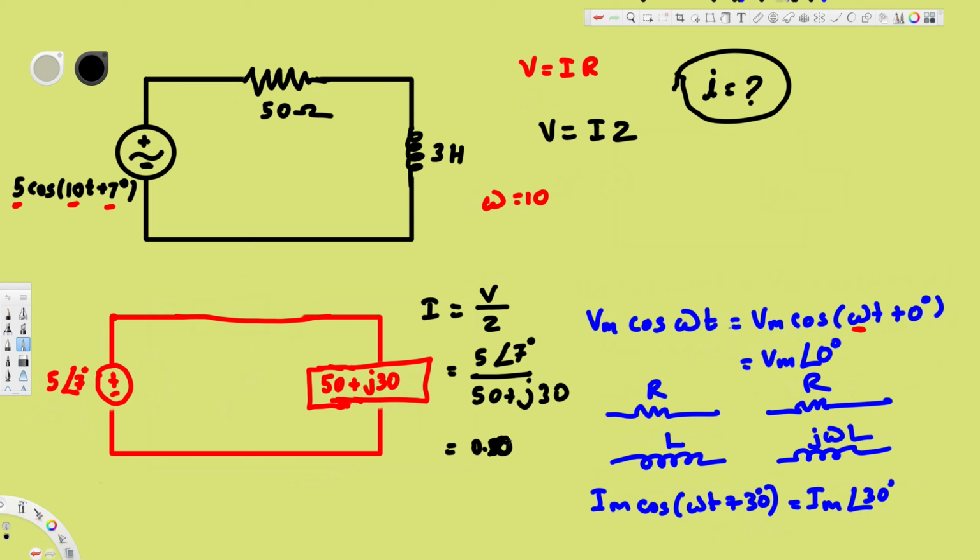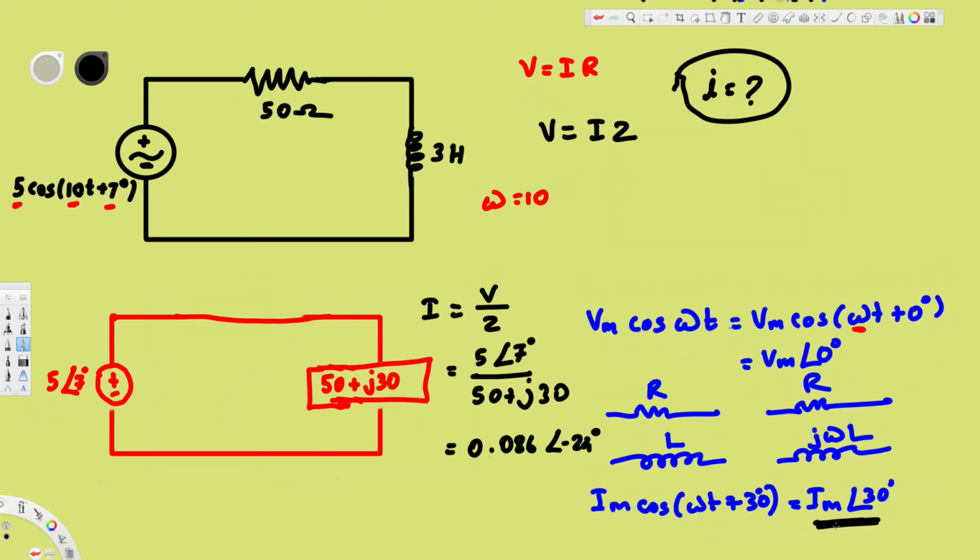If you calculate this value, you will get 0.086, let's write this one clearly, 0.086 angle negative 24 degree.